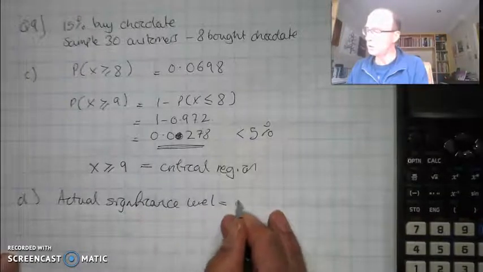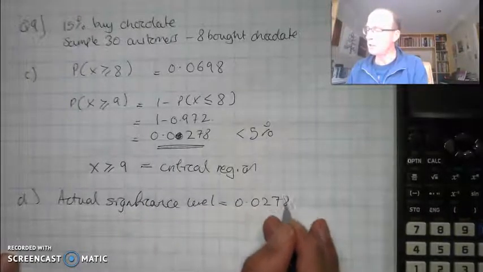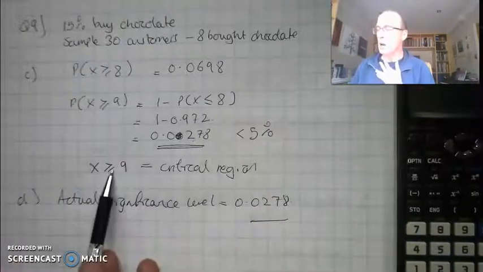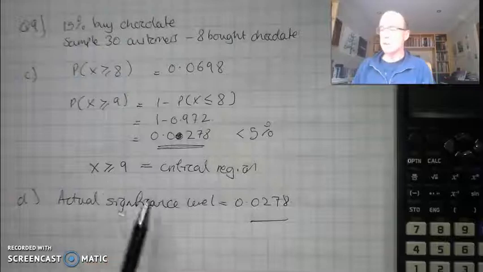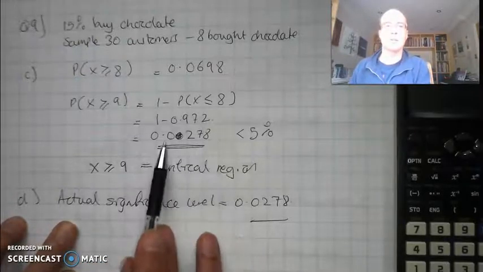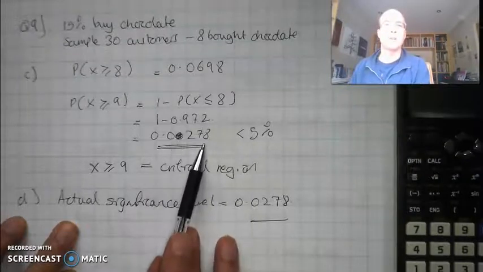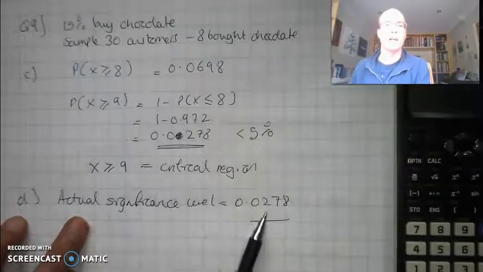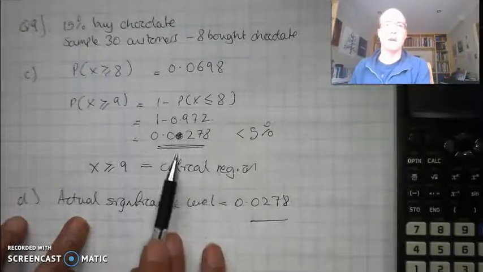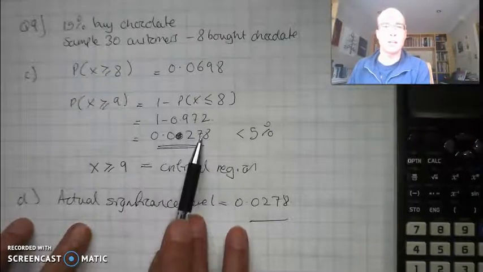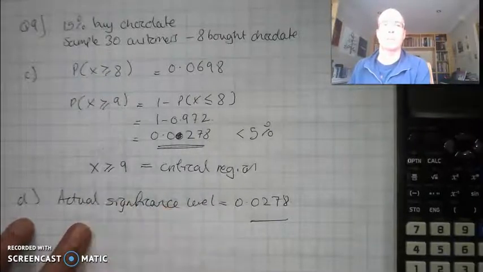So my actual significance level equals 0.0278. You've still got to write that down. So even if you calculated that within part C, you've got to write it down so that you're recognising that that's your actual significance level. It's not enough for me to see it on your paper somewhere. I've got to see you actually state your actual significance level is that number, 0.0278. So no more calculations required, but you do need to recognise that this is your actual significance level of this test.